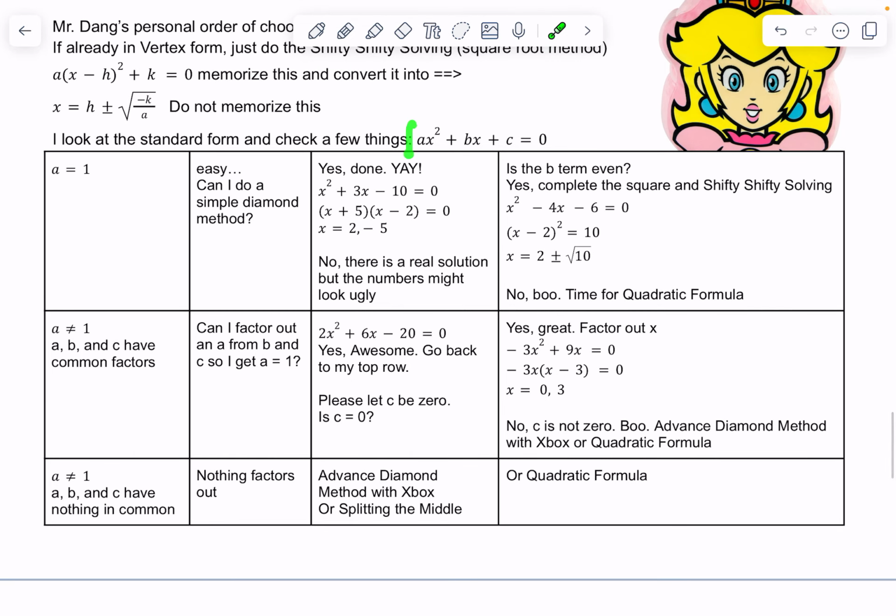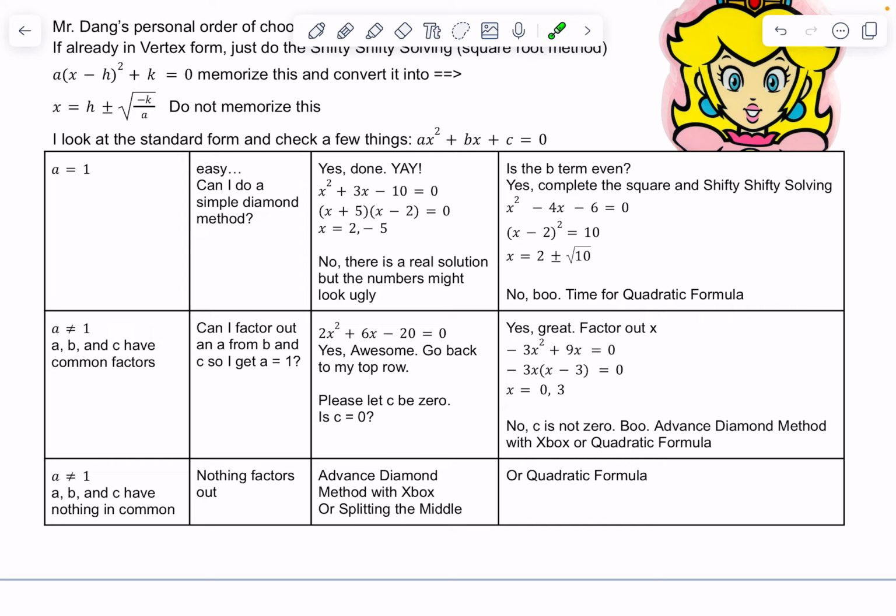If not, if you have it in general form, like this lovely standard general form, here's how it goes. If the a value is equal to 1, cool, easy. Can I do a simple diamond method? If I can, yay, do my little diamond. Let's see what can give me -10 and 3. That's going to give me a 5 and a -2. Awesome, let's plug that in. And then I get x equals 2 and -5. Yay.